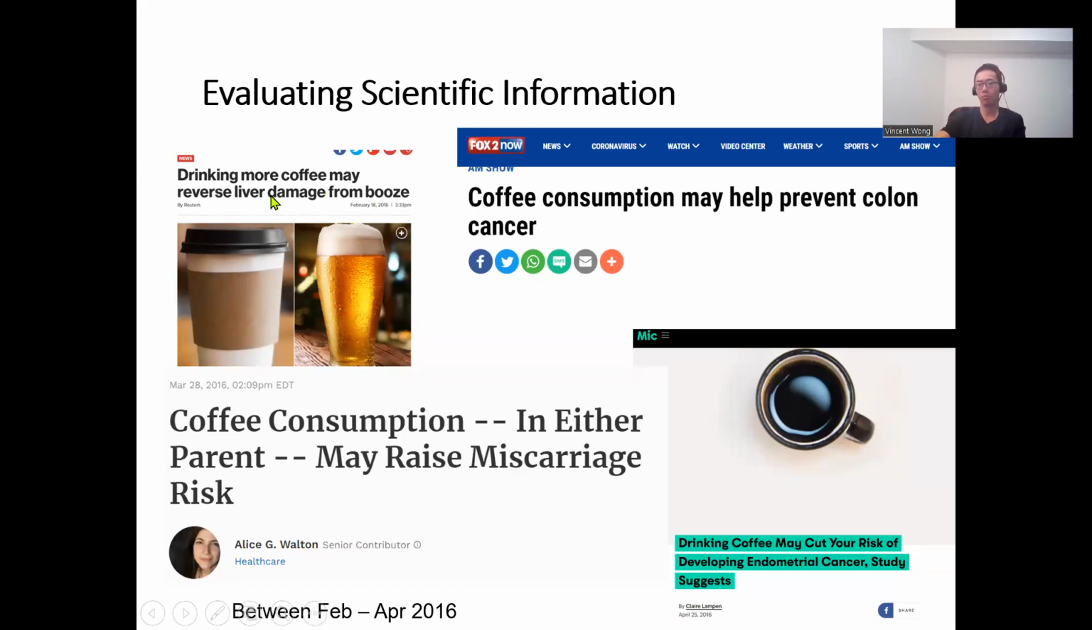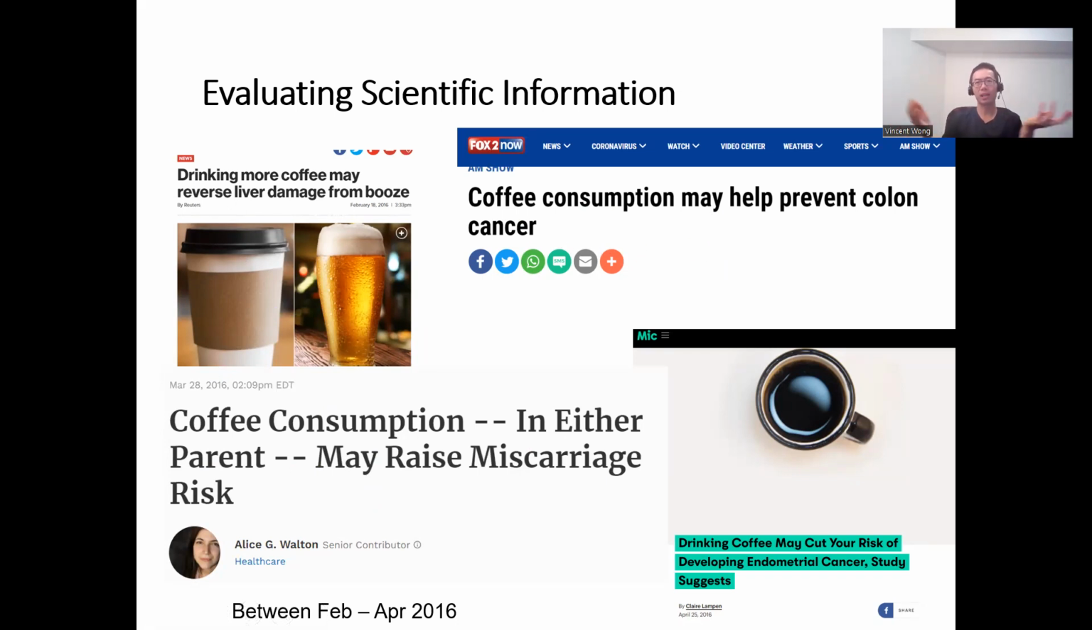So that's like a good reason to drink coffee. Party all weekend, and then you cleanse yourself with coffee during the weekday or something. But here it says coffee consumption in either parent may raise miscarriage risk. Okay, so these are like opposite views, right? And then here you see something say coffee consumption may help prevent colon cancer. So there are like all these studies.